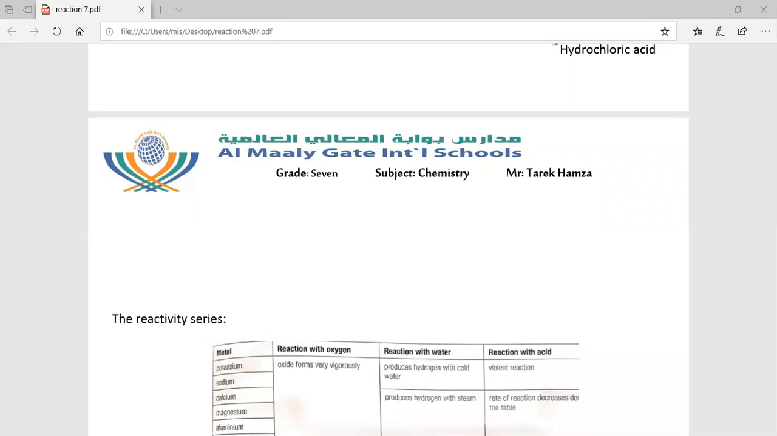So when sodium reacts with hydrochloric acid, it produces, answer, Ayhan. Sodium reacts with hydrochloric acid and produces sodium chloride and hydrogen. Right. If potassium reacts with hydrochloric acid, it produces, Ayhan.